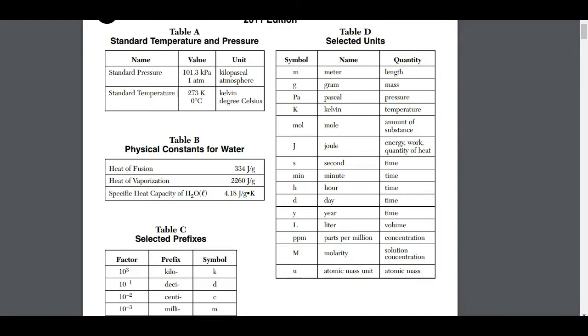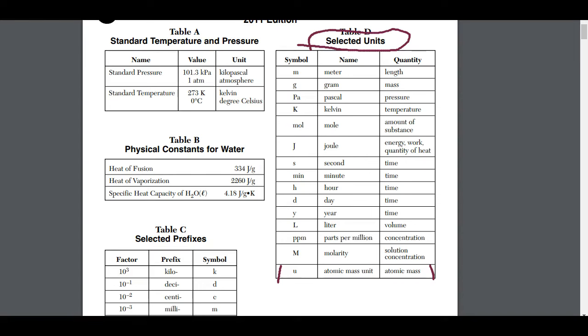Reference table D gives us selected units as far as the name, the symbol, and the quantity they represent. You probably know all of these fairly well from taking chemistry the entire year. I don't think students look at this table that much either, just like reference table C. Atomic mass unit down here, of course, has to do with the mass of a proton or a neutron being 1 AMU, which represents about 10 to the minus 24 grams in mass, but we use atomic mass units in chemistry.